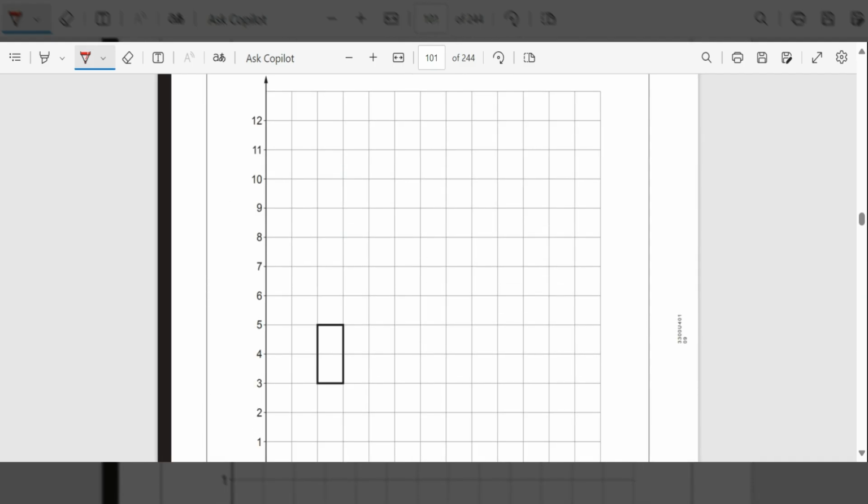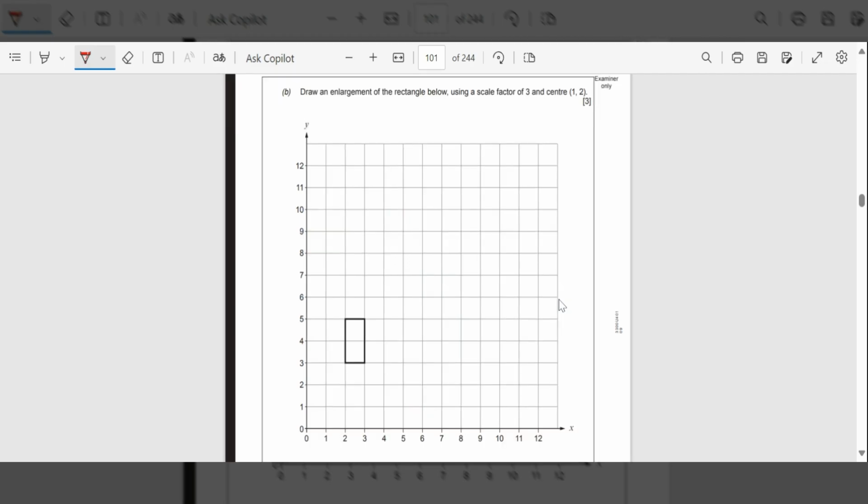Let me zoom out a little bit. Enlargement, 3 times the size. Scale factor 3, triple the size, make it 3 times as big. If we want to do this, to get this accurate, the center is 1, 2. So not only do we want it 3 times as big, we want it 3 times as far away. So to get there is 1 across, 1 up. Double it is 2 across and 2 up. Triple it is 3 across and 3 up. So start there and then make the shape 3 times as big. Okay.